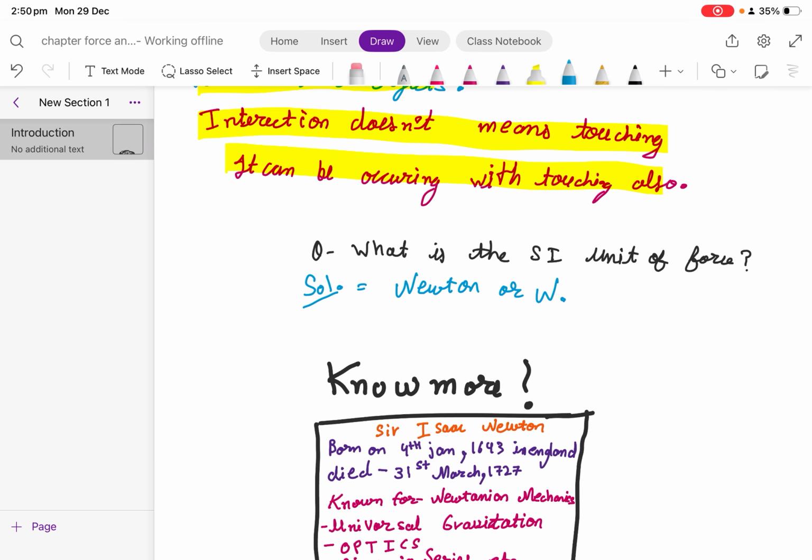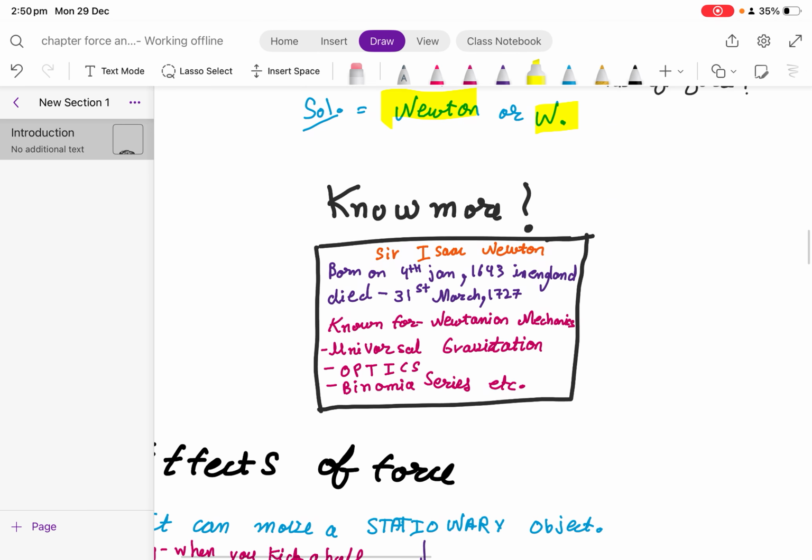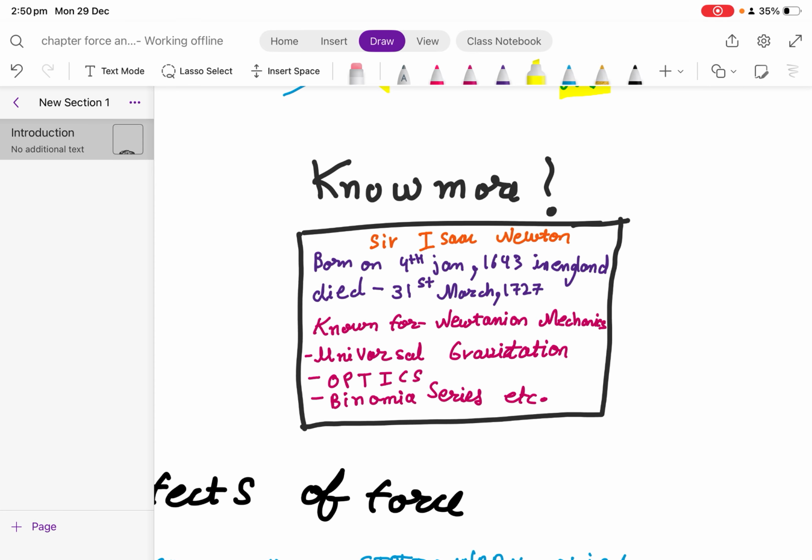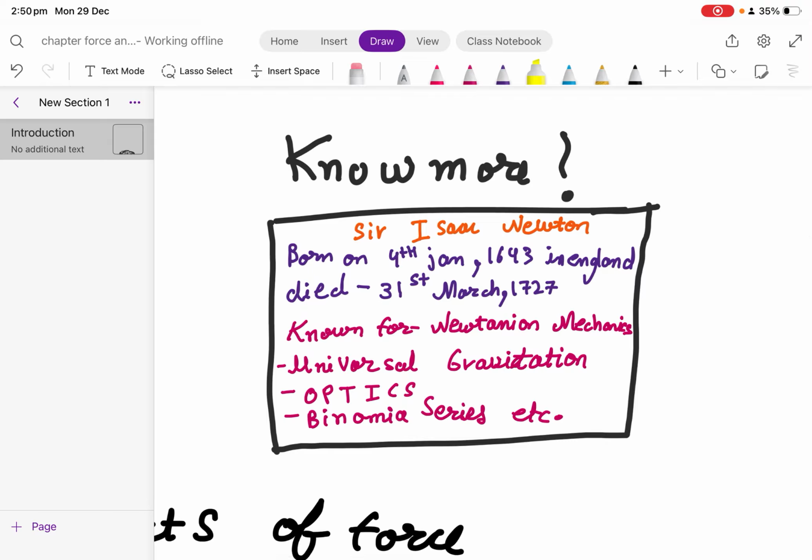Okay, but you will be writing Newton, otherwise the teacher will not understand what N is. Okay, then here is a fact. Sir Isaac Newton. Who is Sir Isaac Newton? He is a famous physicist and mathematician. He was born on 4th January 1643 in England, and he died on 31st March 1727.